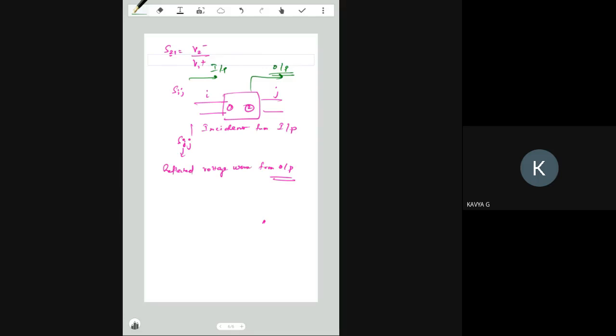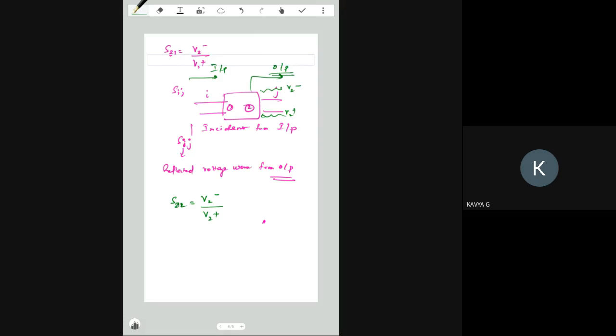Is it clear? And in S11, the output is 1, the input also is 1. First number is output, the second number is input, V1 plus. And this is more like giving input and taking output. I'll tell you later what the practical significance of it is. Similarly, for S22, it is what is the output at the second port, what is the input to the second port. This means I'm giving input here, V2 plus, and I'm taking output from the second port, that is V2 minus. So V2 minus by V2 plus is S22. Is that clear?